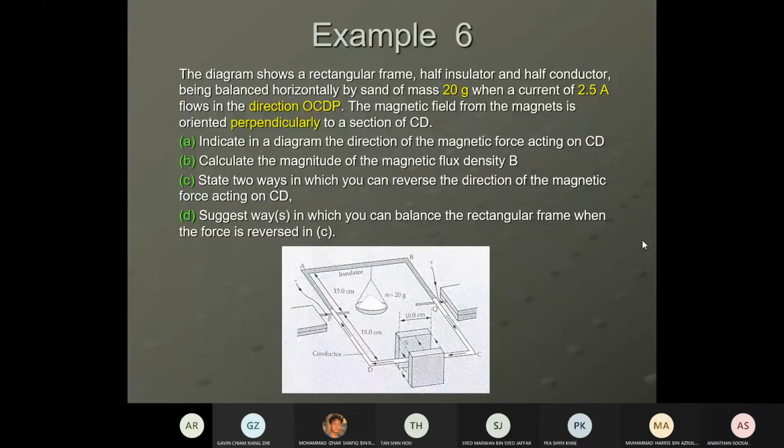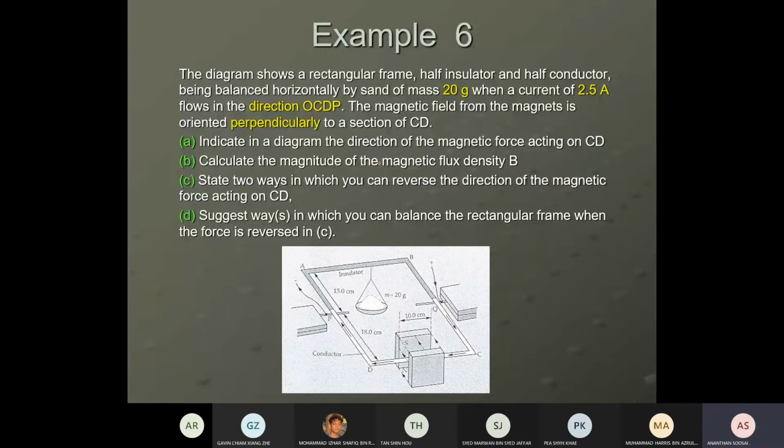Okay. So hope all of you have gone through the questions. Hope you have the ideas in your mind how to handle it. So this is the diagram with the dimensions. Mass hanging was 20 gram. The AP was 15 centimeter, and PD is 18 centimeter.